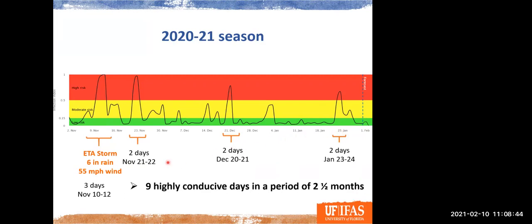So this season, we basically had 9 days in a period of 2 months where conditions were highly conducive. Compared to last season, we had 9 days in 2 weeks. So basically the weather has been much nicer this season, and that's one of the reasons why we don't see as much disease out there as we had last year.